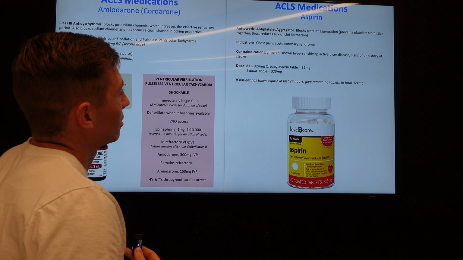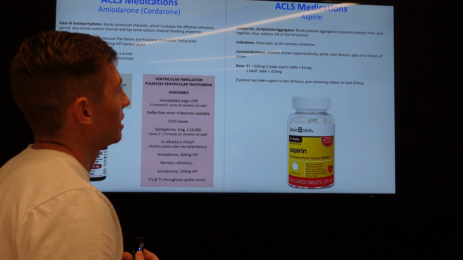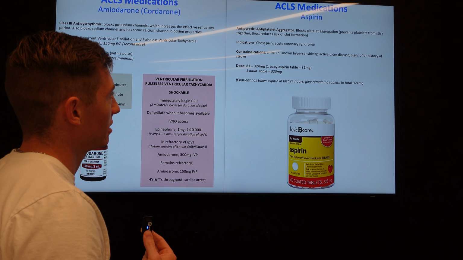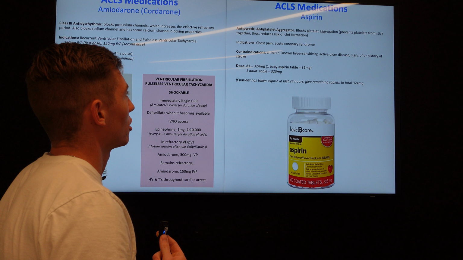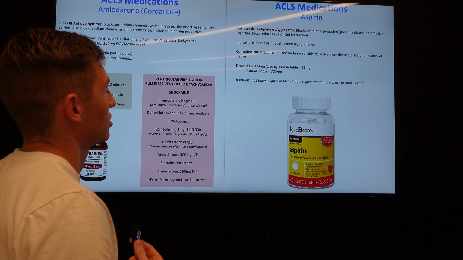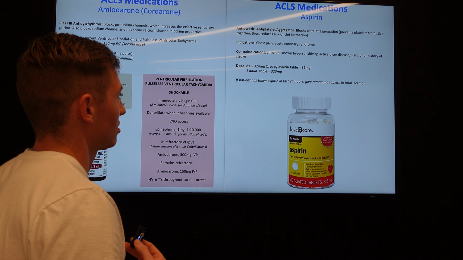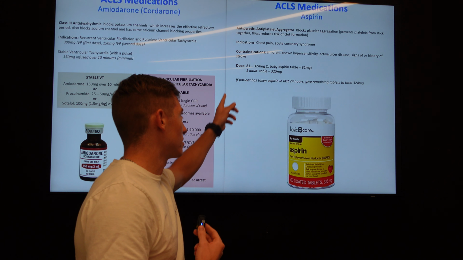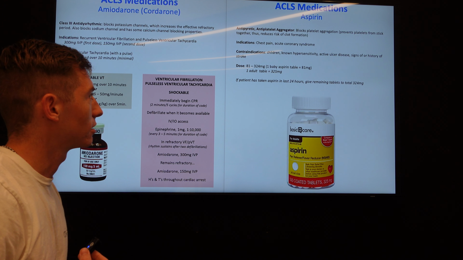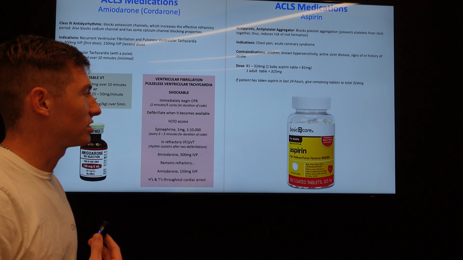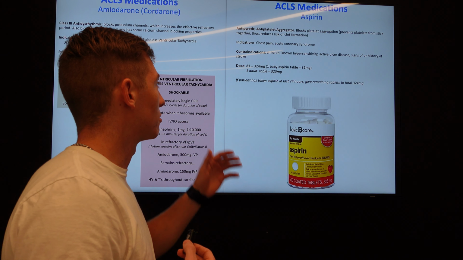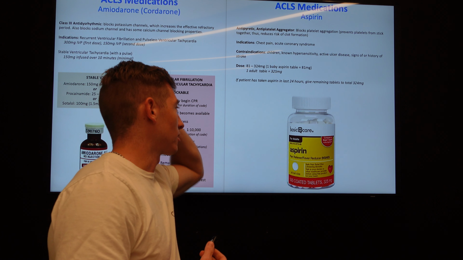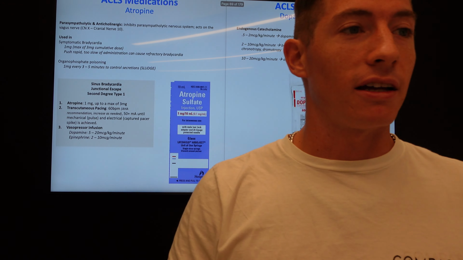Aspirin is an antipyretic and antiplatelet aggregator. It blocks platelet aggregation, prevents platelets from sticking together, thus reduces risk of clots. You could get it for chest pain, acute coronary syndrome, ACS, and contraindications would be children, known hypersensitivity, active ulcer disease, signs and history of stroke. Our dosage is 81 all the way up to 324, about 4 tablets. If a patient has taken aspirin in 24 hours, then we're going to give remaining tablets to total 324 milligrams, but we don't want to give more than that.